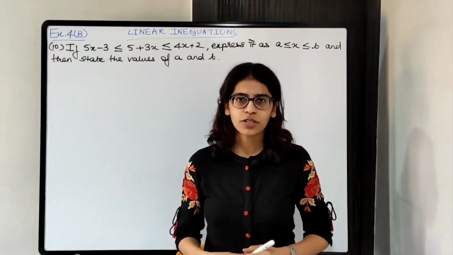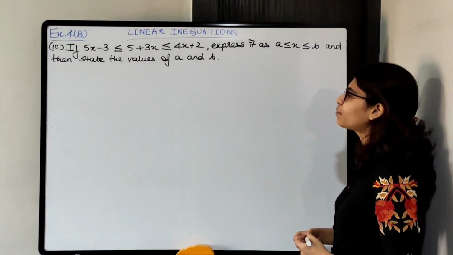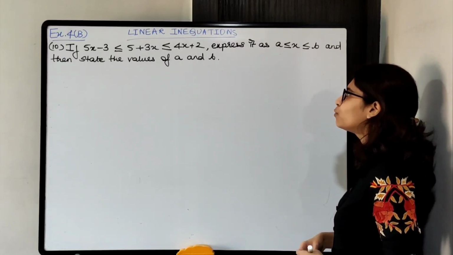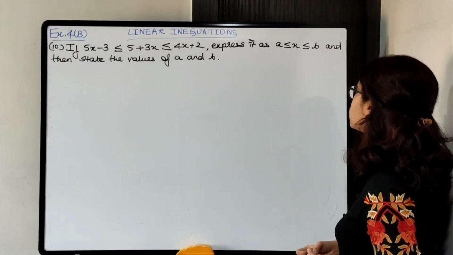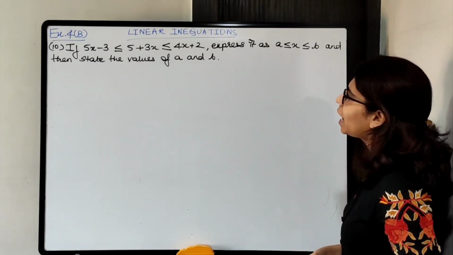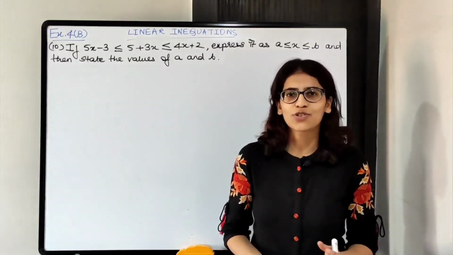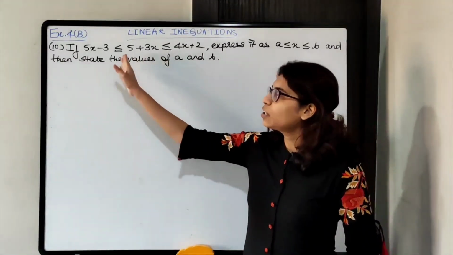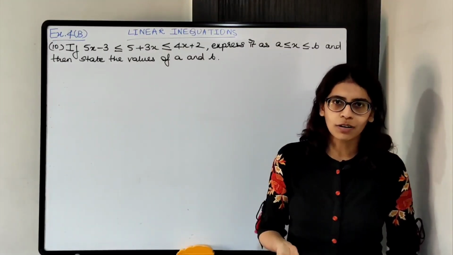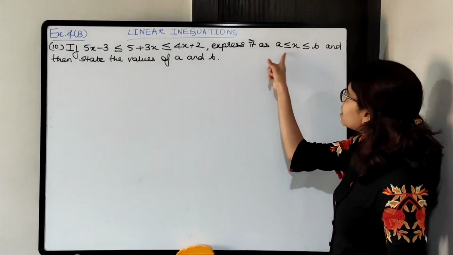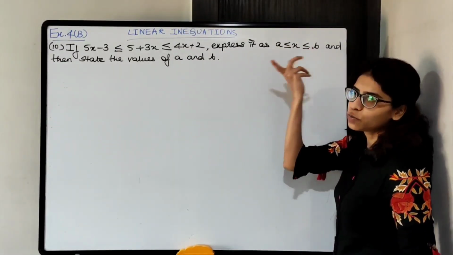Next question, question number 10. If 5x minus 3 is less than or equal to 5 plus 3x, which is less than or equal to 4x plus 2, express it as a less than or equal to x, which is less than or equal to b, and then state the values of a and b. Very easy question. You have to solve the inequation and find the range of x. Express it in this form: x is greater than or equal to which number and less than or equal to which number.